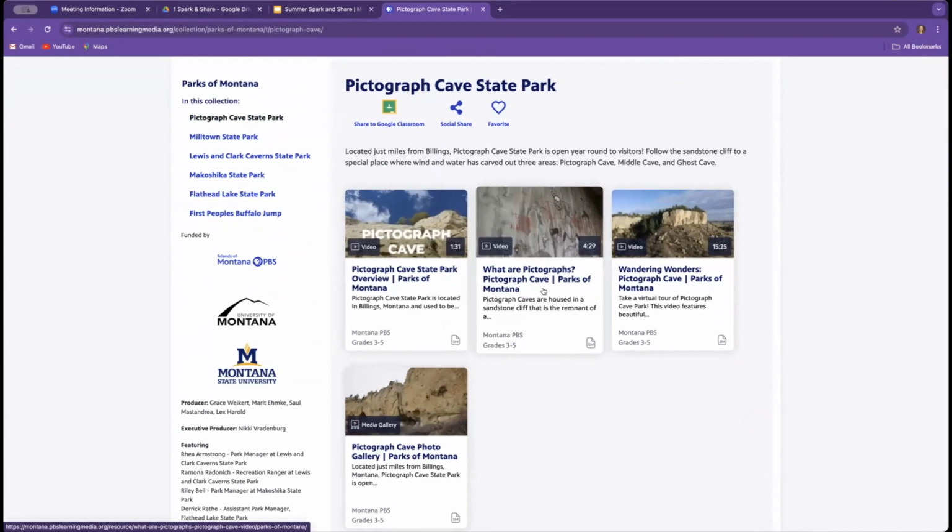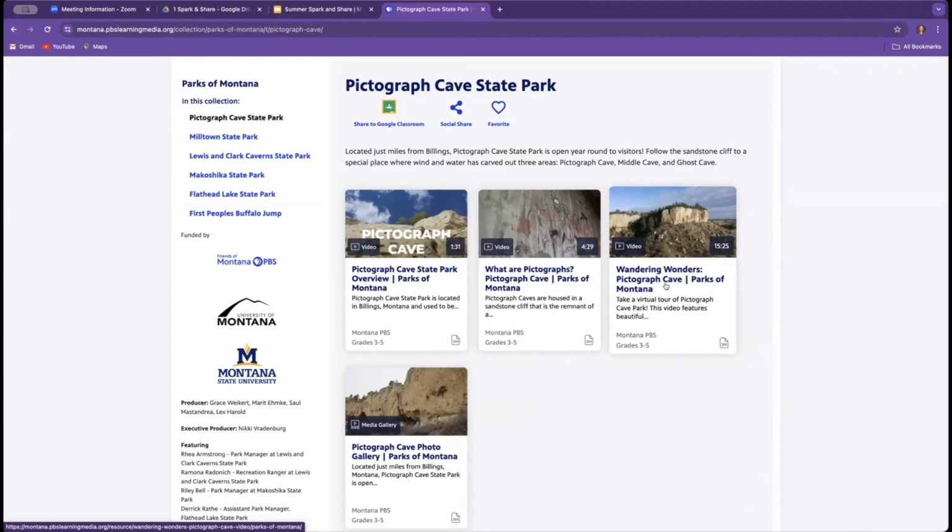The next one goes a little bit more in depth on what pictographs are and how they were discovered and some of the history behind them. This one we call Wandering Wonders, which is a longer video, just over 15 minutes of drone footage set to music that really gives you a nice look at the landscape of the park.